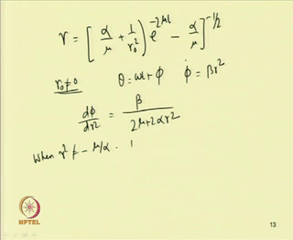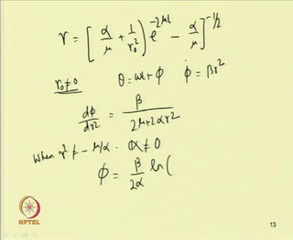Hence, for alpha not equal to 0, we can write phi equal to beta by 2 alpha ln of 2 mu plus 2 alpha r square, plus c, where c is a constant. So, substituting this value of r and phi, we can obtain a closed form solution.